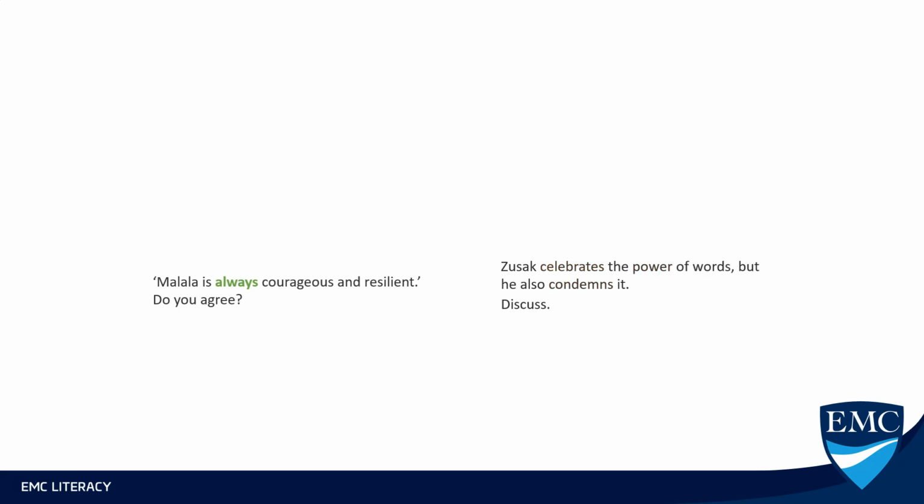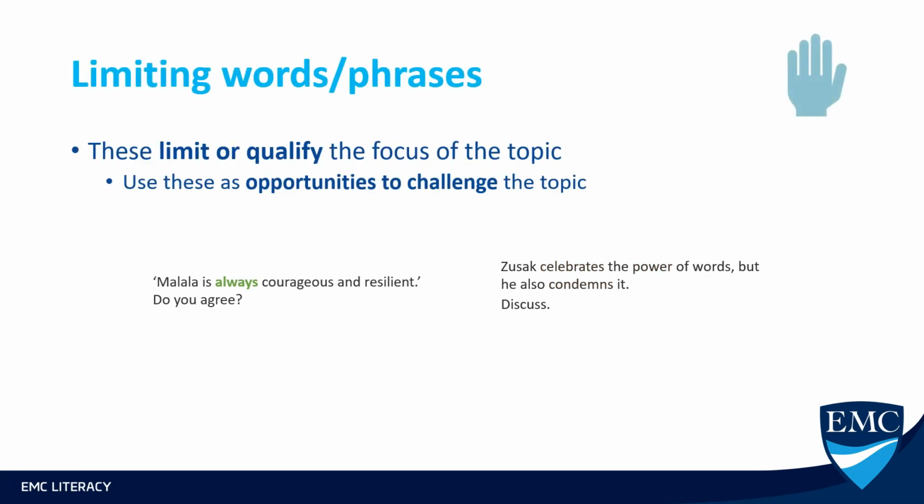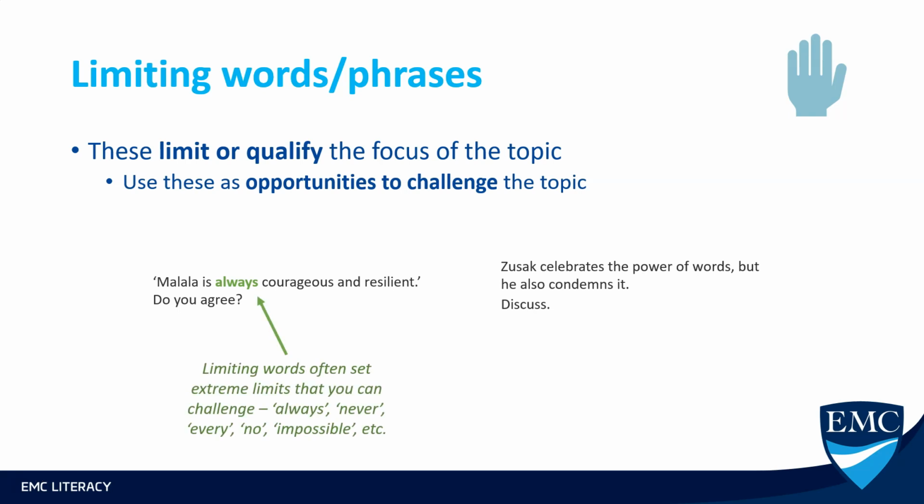It can be really easy to go wild with these ideas though, which is why some topics use limiting words and phrases. These are sort of like the cones on the road when you drive through roadworks. They're there to guide you, but also to limit where you can and can't go. They aim to limit what you can write about or to qualify it in some way. But you should see these as opportunities to challenge the topic. In our Malala example, the limiting word is always. We need to ask ourselves, is Malala always courageous and resilient? Or are there times when she isn't?